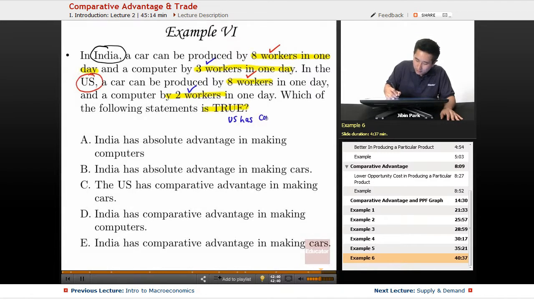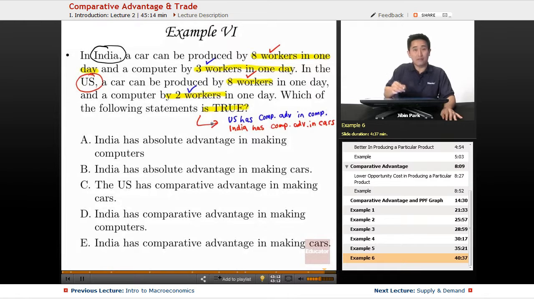So the U.S. has comparative advantage in computers, because they use 2 workers as opposed to India's 3 workers, and therefore India has comparative advantage in cars. So the U.S. has comparative advantage in computers, and India has comparative advantage in cars. It's good to figure out your plan of attack prior to looking at the answer choices. If you have the luxury of time and can figure out certain things before looking at the answer choices, I definitely recommend that.